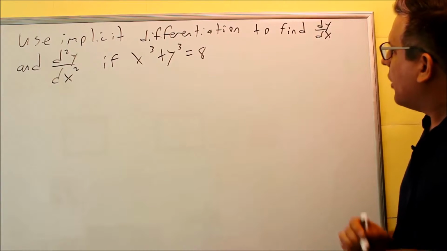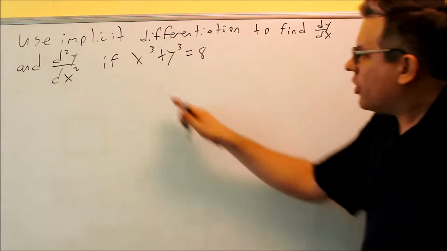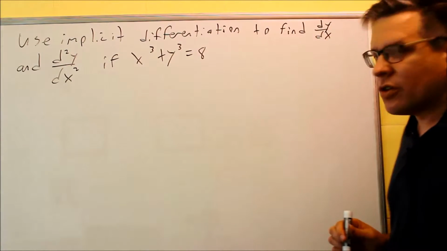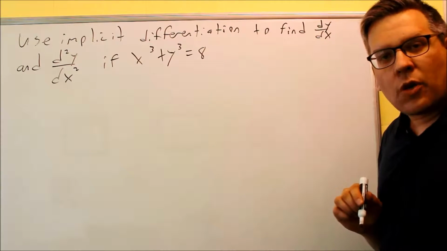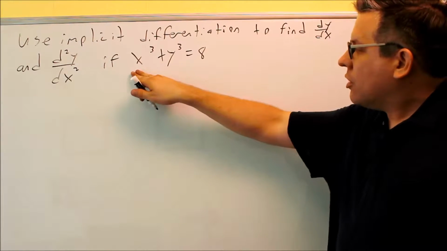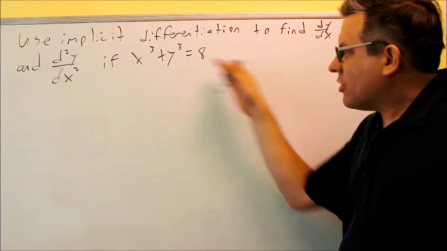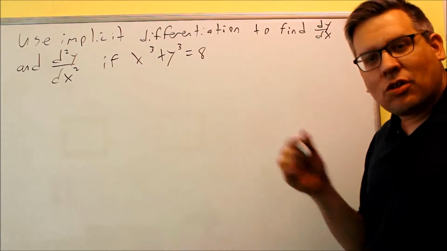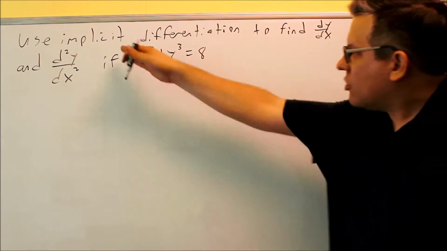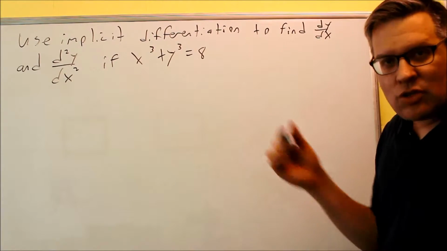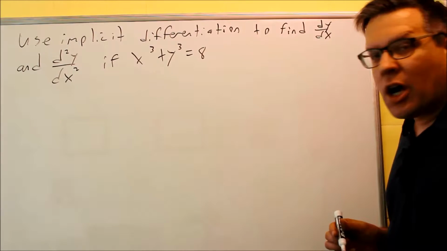Let's first start by finding dy/dx. We're going to do that implicitly. Now this is actually one of those rare problems where you could bring the x over, solve for y, take the derivative of both sides, and you could do that. However, it says use implicit differentiation, so that's what we're going to do for this particular problem.